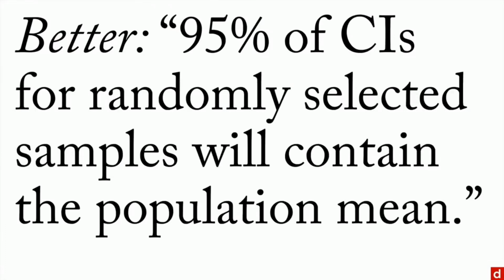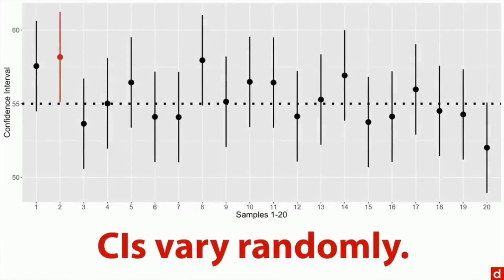Now I can show you this really easily with a little demonstration. This is where I randomly generated data from a population with a mean of 55, and I got 20 different samples. And I got the confidence interval for each sample, and I've charted the high and the low. And the question is, did it include the true population value? And you can see that of these 20, 19 of them included it.